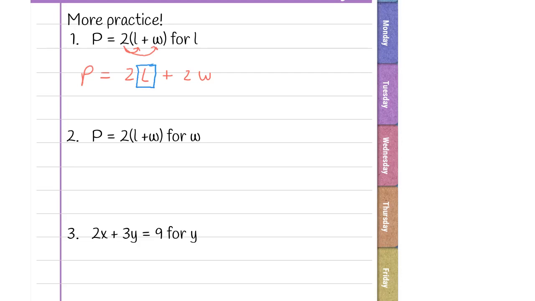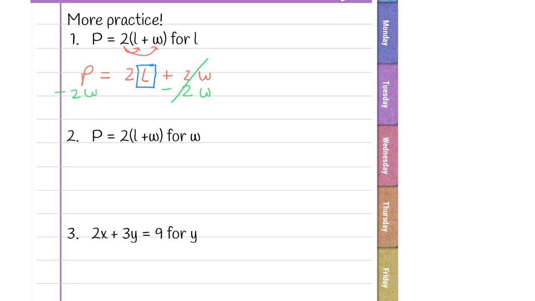Well, first I'm going to move whatever is not next to this box, right? First, we have to move this to this side. How do I do that? Well, this is a positive 2W. So what is the opposite of positive 2W? Well, that's a negative 2W or a minus 2W. What you do to one side, you do to the other. 2W minus 2W reduces to 0.